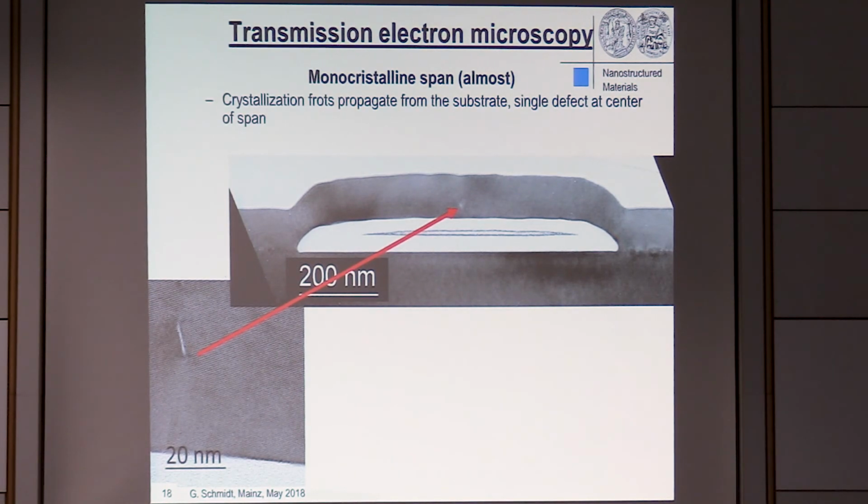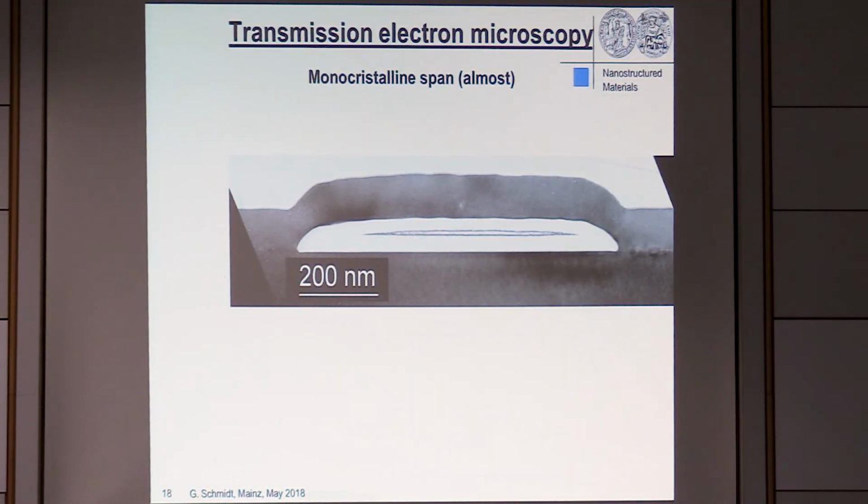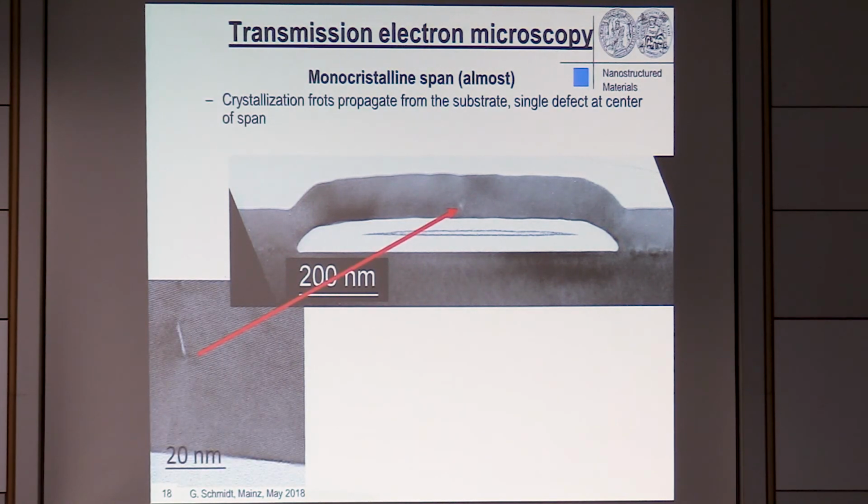But in the center, you have this. Somehow the pointer is not really working. In the center, you have this small defect. So that's here. And this is because it starts to crystallize on both ends. And you have some strain, you have some very slight tilt, and it meets in the center, and you get a kind of stacking fault. This is the only defect that we have in the span.